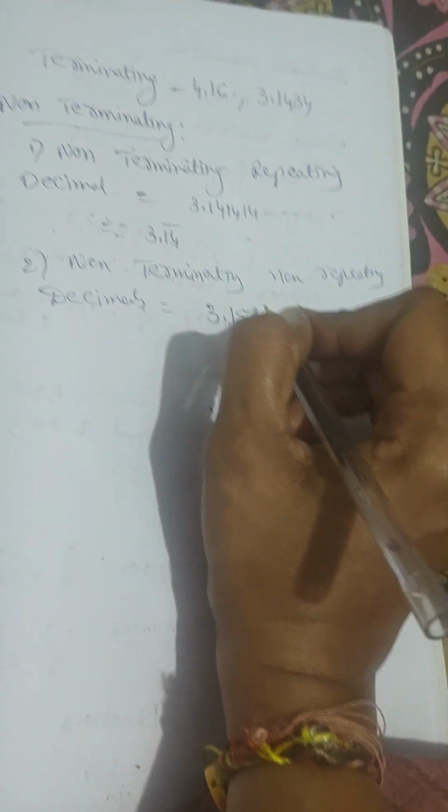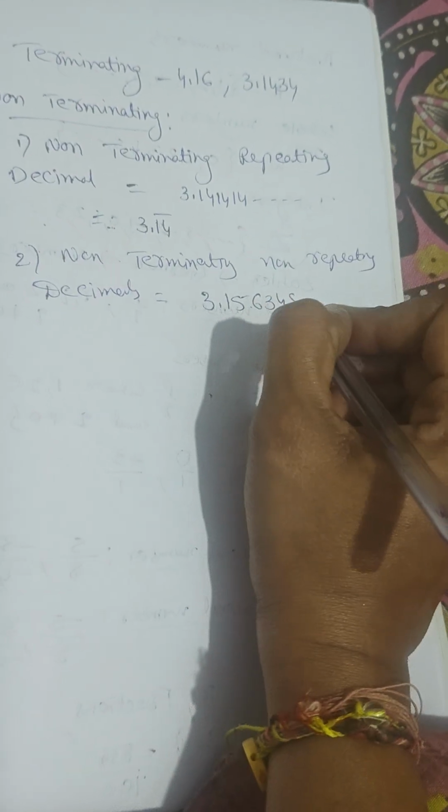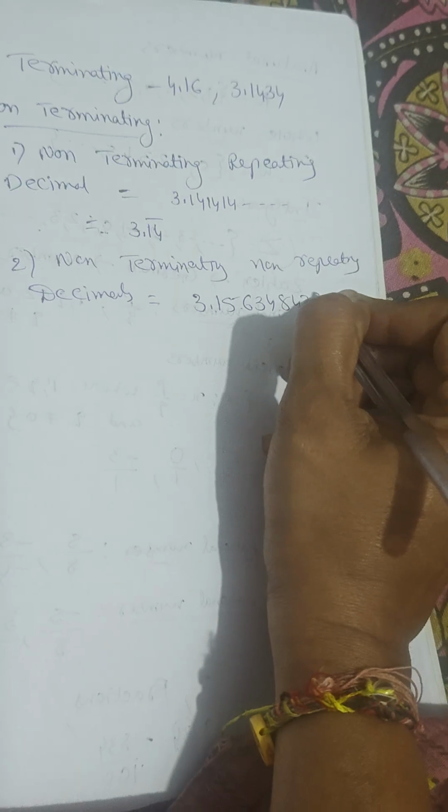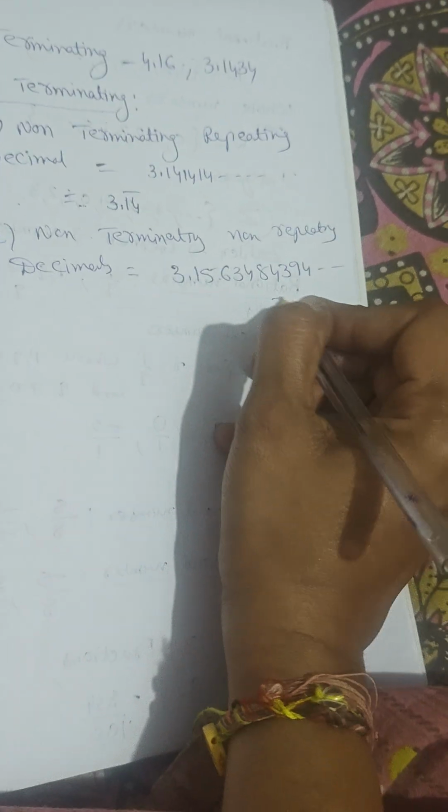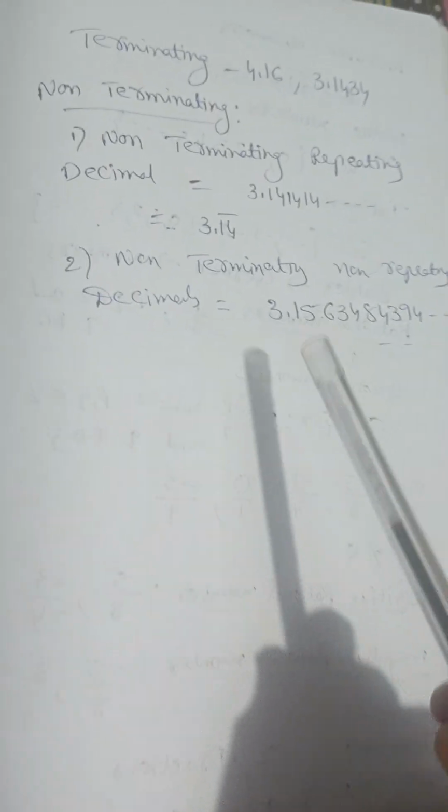Here, after the point, some digits are repeated, no? Here digits won't be repeated, but we cannot count the number of digits. It will continue so on. We can't write these numbers with a bar. So these type of decimals are non-terminating, non-repeating decimals.